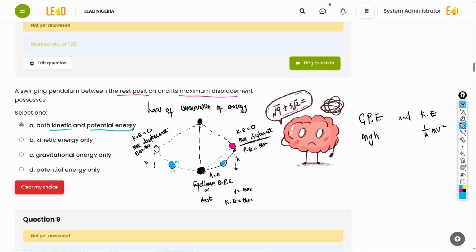I would really recommend that you play around with the simulation that is on the platform. That would really help your understanding of this. So the correct option is option A.